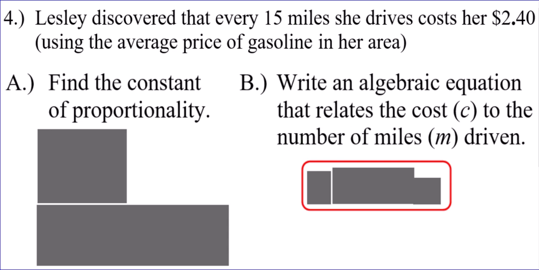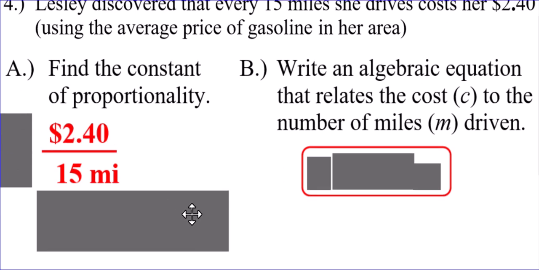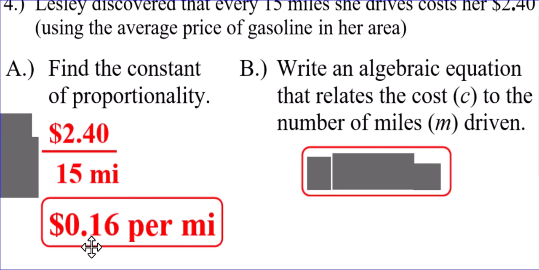All right, did you already do 4, 5, 6, and 7 on your own, or at least 4 and 5 on your own? If not, hit pause now, do 4 and 5 on your own, because I'm about to go over number 4 right now. Part A, find the constant of proportionality. Did you put the money on top and the 15 miles on bottom? When money is involved, it's got to go first up in the numerator. Divide in your calculator. You will get 16 cents, 0.16, dollar sign, that's 16 cents, per mile.